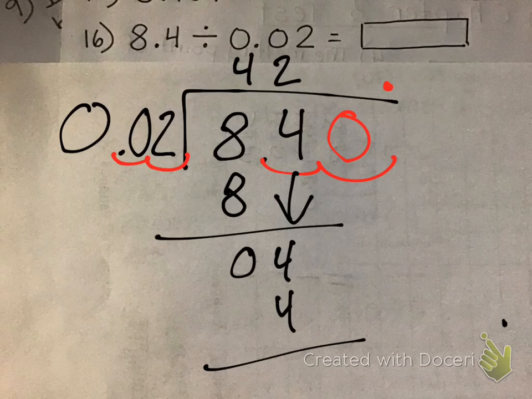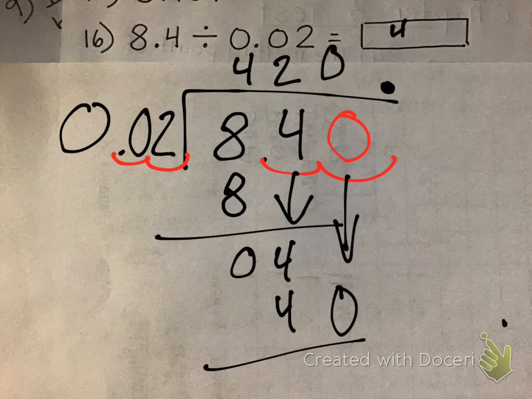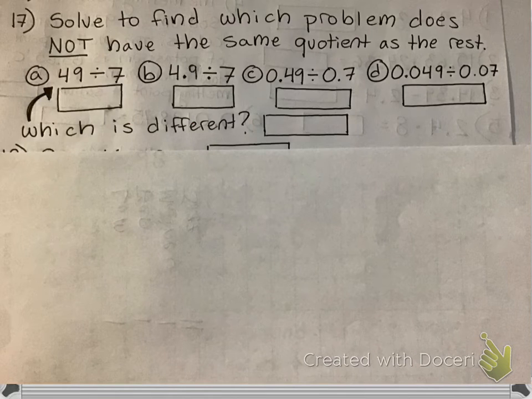Here's where a lot of you had a problem. You forgot to bring down that last 0. We have to go until that decimal point. How many times does 2 go into 0? 0. So our answer becomes 420.